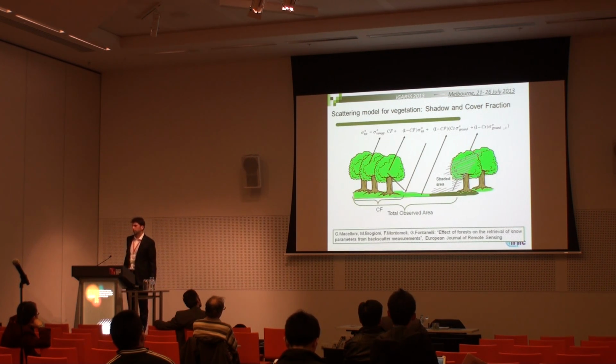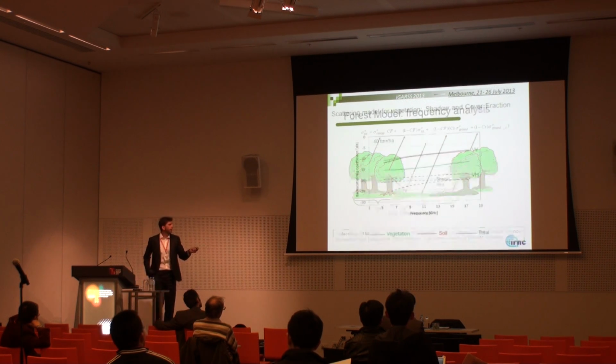In the case of sparse forest, which is the case of Sodankylä, the total pixel is divided into the vegetated part and the contribution from the bare soil, and the contribution from the soil attenuated by the vegetation, which is here in the shaded area.